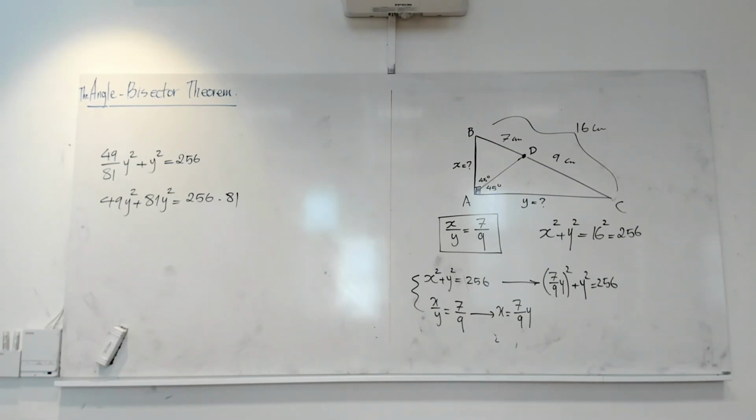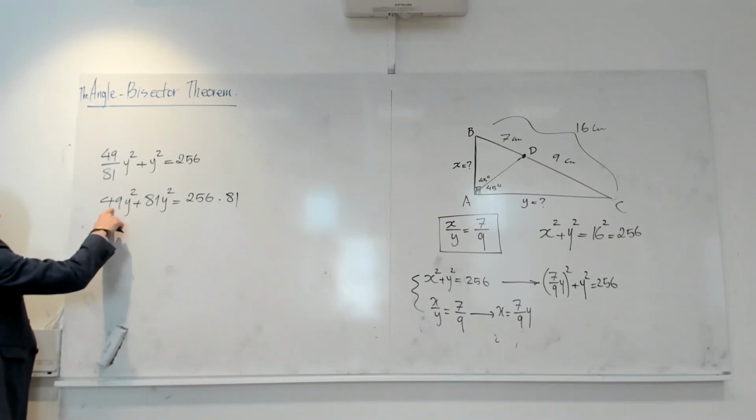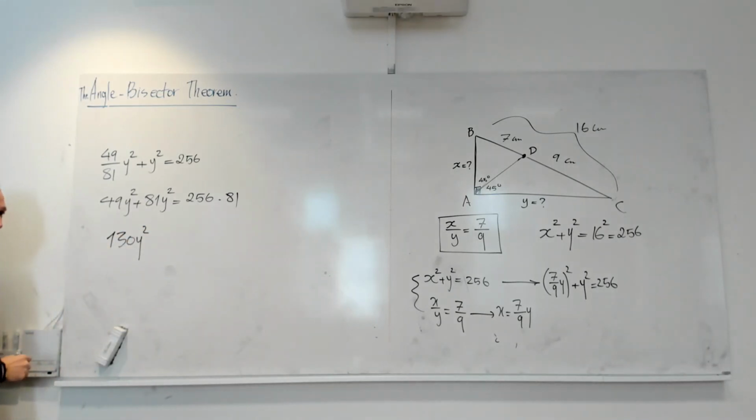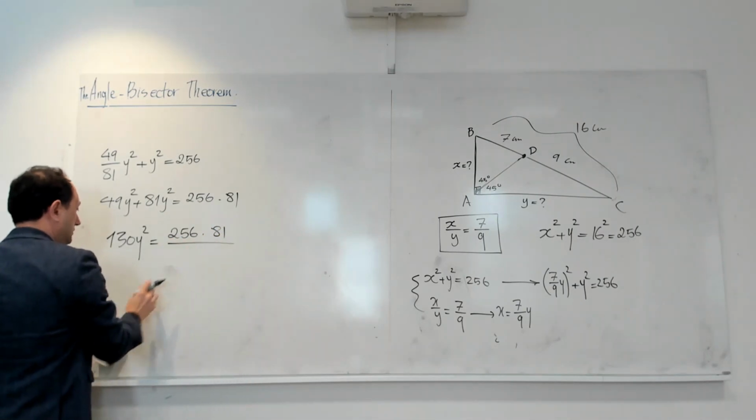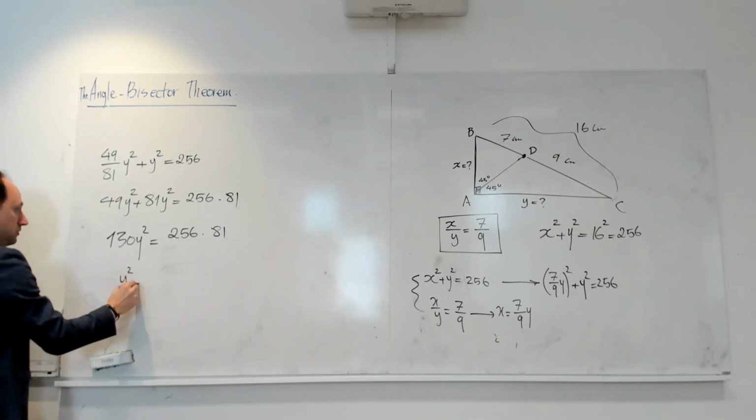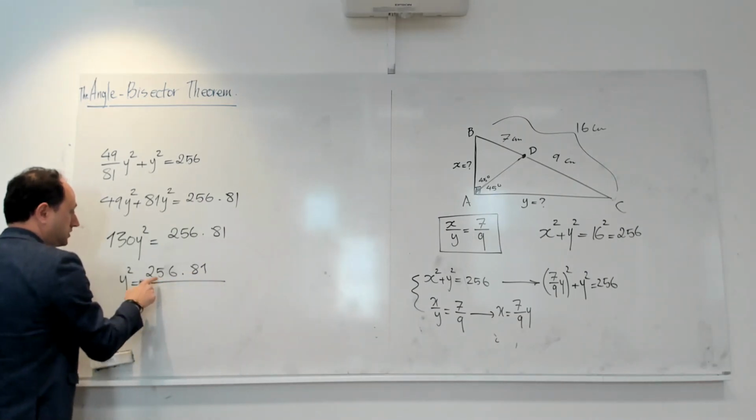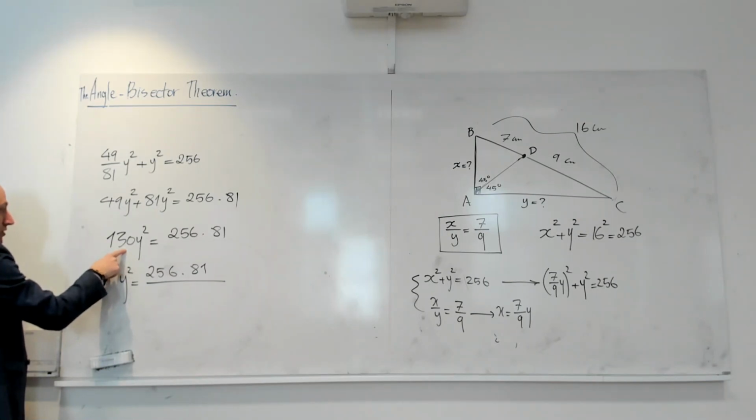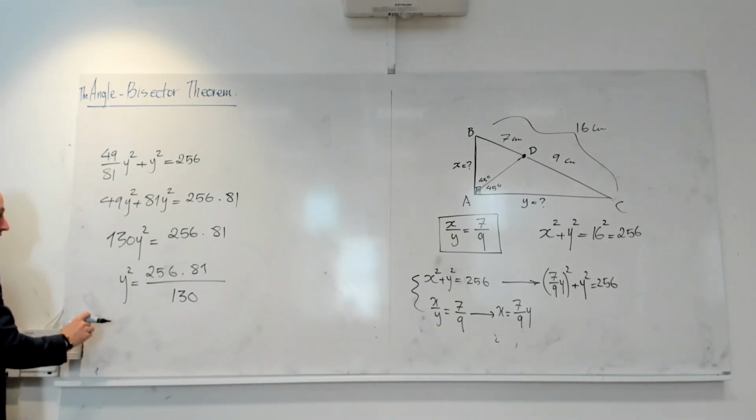I think it's inevitable. We have to put it in the calculator. So what is the answer here? 49y squared plus this one is 130y squared, yes? Is equal to 256 times 81. I want to make y alone, so I divide, and unfortunately nothing can be simplified. Because this is 16 to the power 2, this is 9 to the power 2, but this is just 10 times 13. I can't divide by 2, but that doesn't help that much.